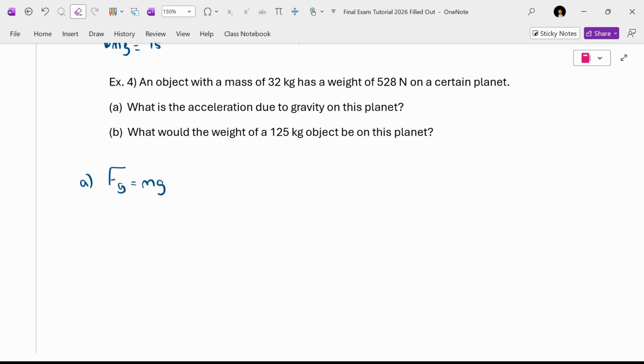Now we're on a different planet. g is not 9.8. They want me to get the acceleration due to gravity by itself. How would I do that? How would I get the g by itself? Because that's the acceleration due to this mystery planet's gravity. How do I move the m over?